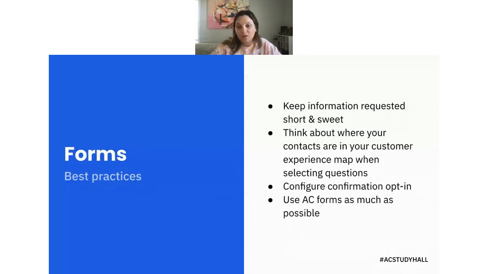Meet them where they're at in the customer journey. Not every form is going to be you getting introductory information like we just talked about for common uses of forms. You want to configure your double opt-in, which is your unconfirmed, confirmed contacts, and use AC forms as much as possible. This is the best way for you to cookie your contacts right from the beginning of their journey. So go ahead and start to utilize those forms.